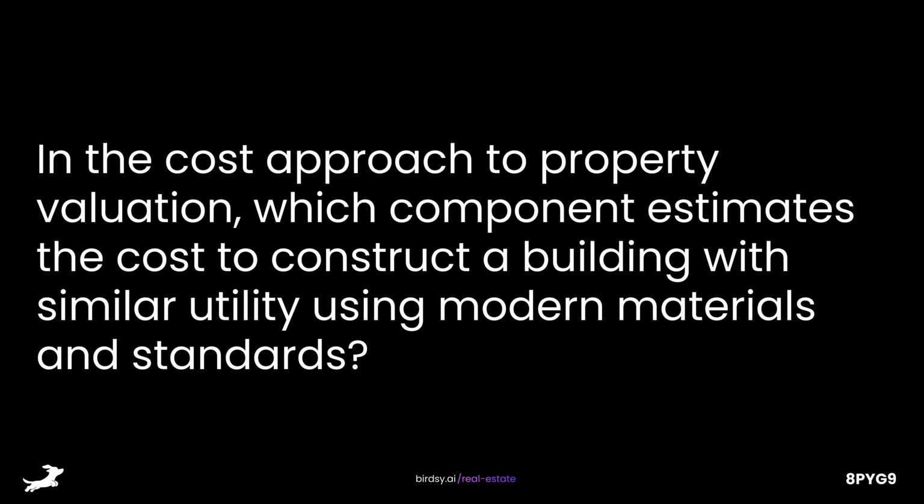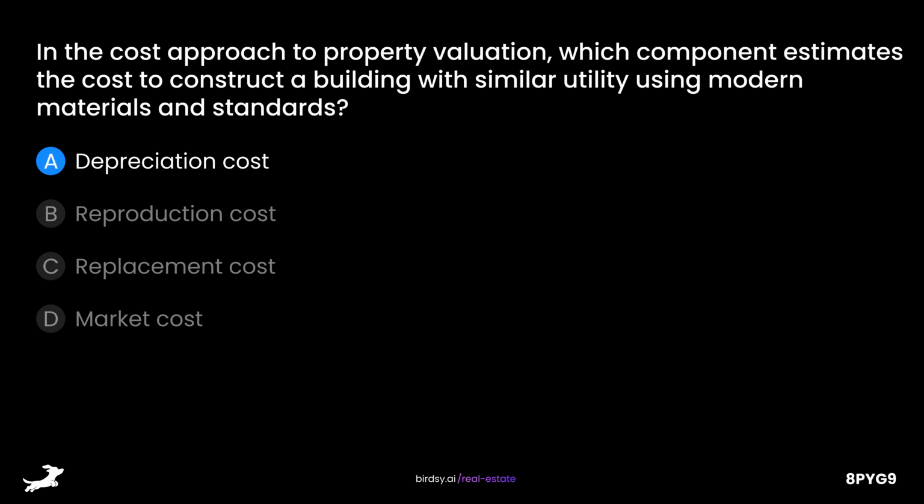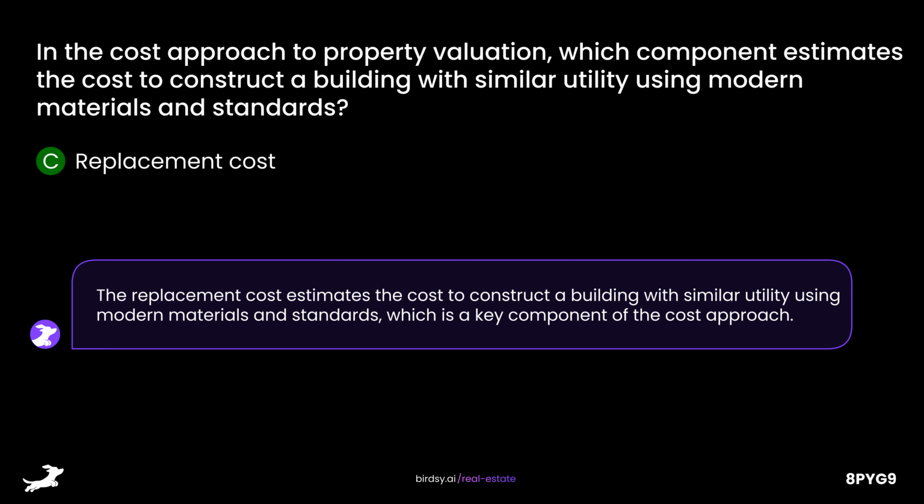In the cost approach to property valuation, which component estimates the cost to construct a building with similar utility using modern materials and standards? Is it A, depreciation cost, B, reproduction cost, C, replacement cost, or D, market cost? The answer is C, replacement cost. The replacement cost estimates the cost to construct a building with similar utility using modern materials and standards, which is a key component of the cost approach.